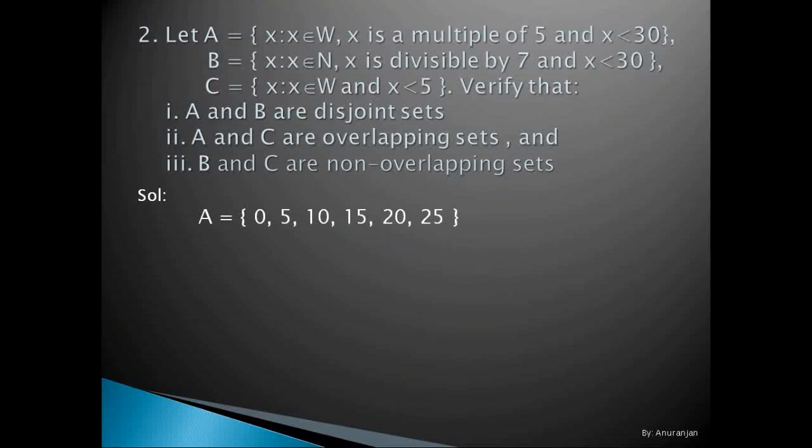Clear? Next, let's write down the elements of set B. Here x such that x belongs to natural numbers and x is divisible by 7 and x is less than 30. So here x is divisible by 7.